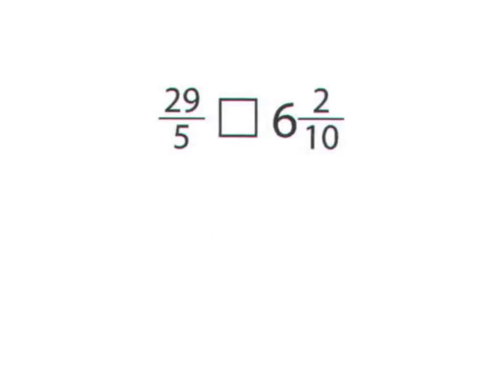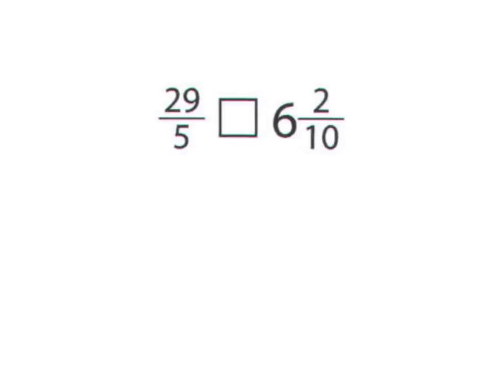Let's try another example. 29/5 compared to 6 and 2/10. The first thing you should notice is that 29/5 is an improper fraction because the numerator is greater than the denominator. 6 and 2/10 is a mixed number. So already it is very difficult to compare these two fractions. First, we're going to need to either turn them both into mixed numbers or both into improper fractions, and then we're going to have to look and see whether denominators are the same. In this case, 5 and 10 are not the same, which means that at least one of the fractions is going to have to change.